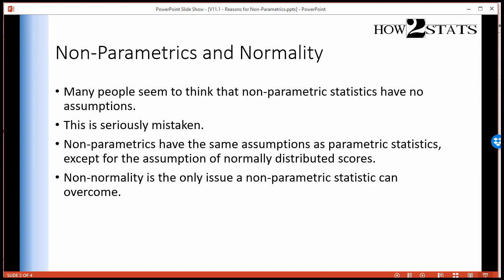So even though non-parametric statistics can really only overcome the problem of non-normality, and as I mentioned in the chapter, parametric statistics like ANOVA and the t-test are surprisingly robust to violations of normality and can usually cope with skew as bad as 2.0 and kurtosis as bad as 9. So what you'll learn as you go through this chapter is that I'm not really a fan of non-parametric statistics, and there are several reasons for that.